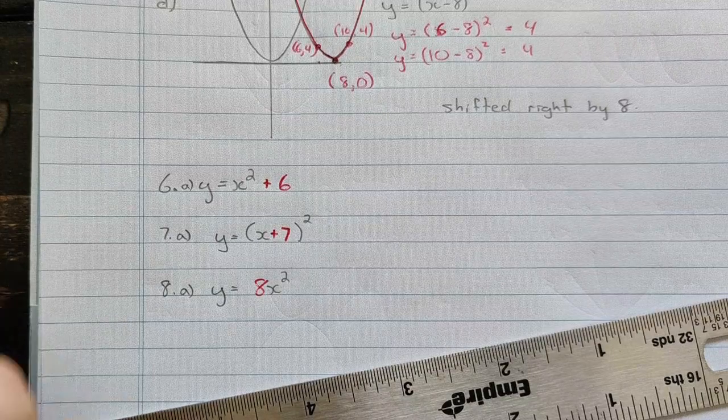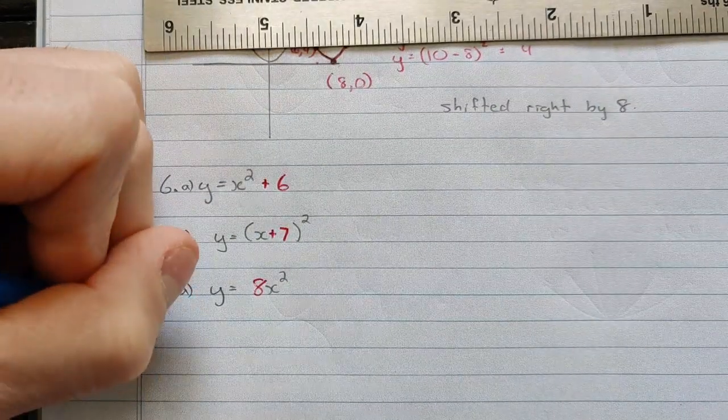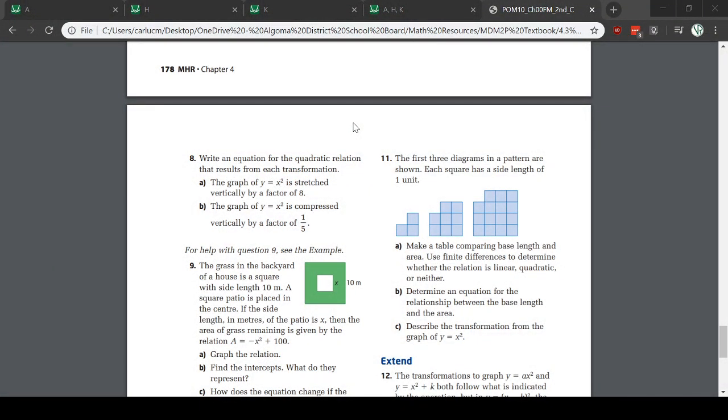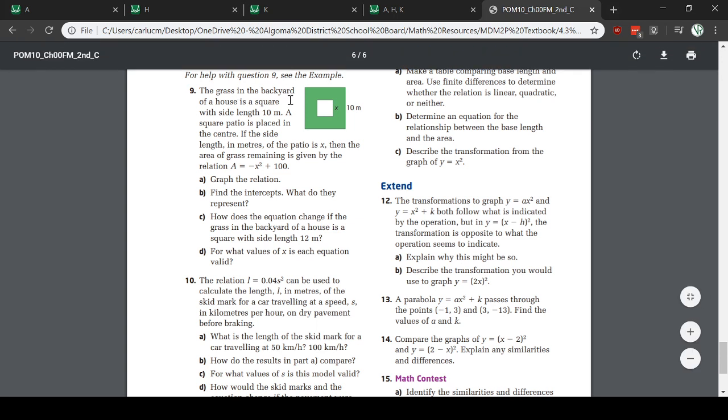And then just quickly, last one here. So number 9, a type of question: the grass in the backyard of a house is a square with a side length of 10 meters. A square patio is placed with side length x. I'm going to graph that relation.